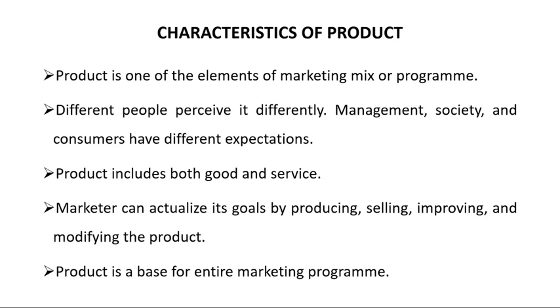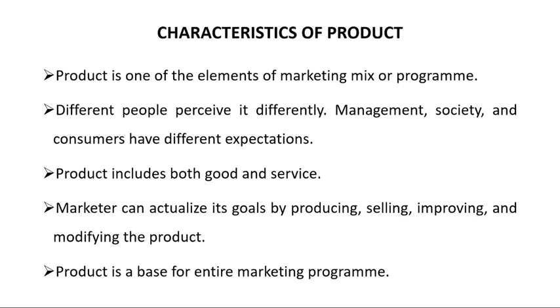Product includes both goods and services. In the broader concept of a product, we have already learned in the initial sessions that there are two concepts, narrow concept and broad concept. In the broad concept, product includes both goods as well as service. A marketer can actualize its goals by producing, selling, improving and modifying the product. Any marketer who wants to sell his goods can achieve his goals only by producing, and not only producing but trying to sell those products.